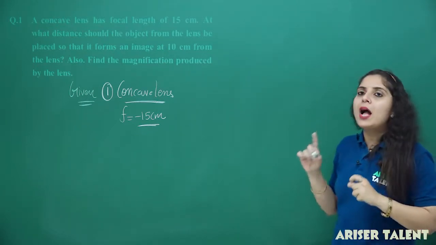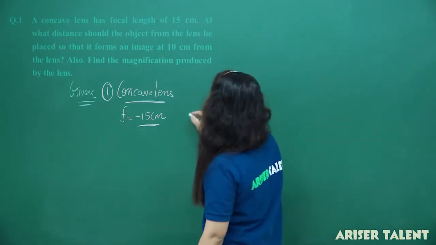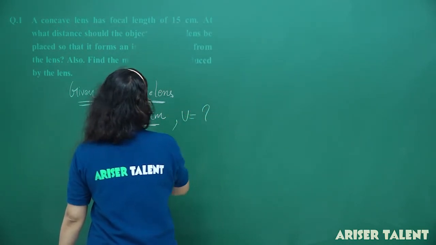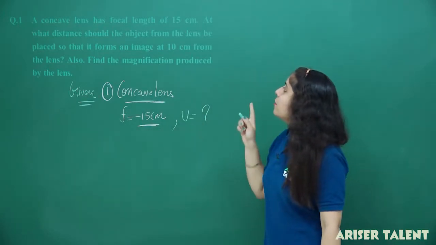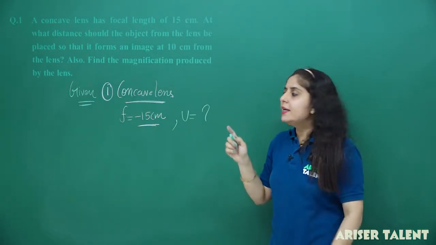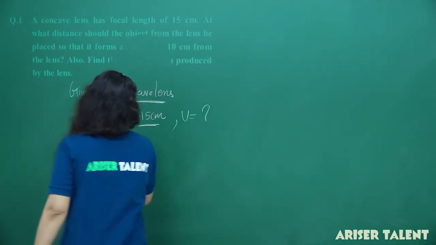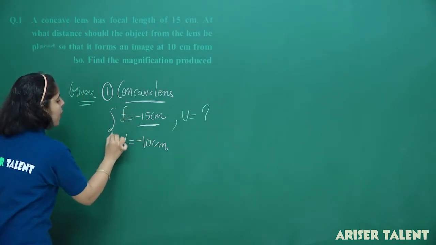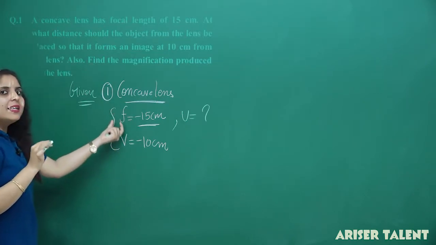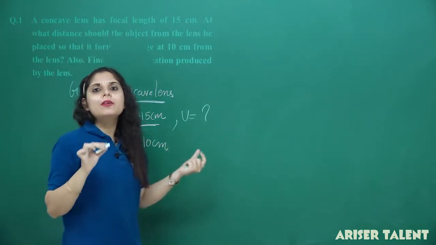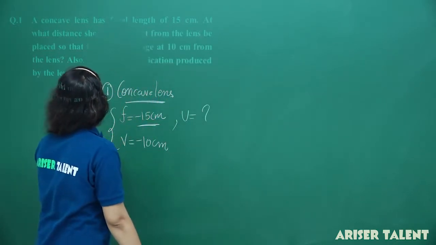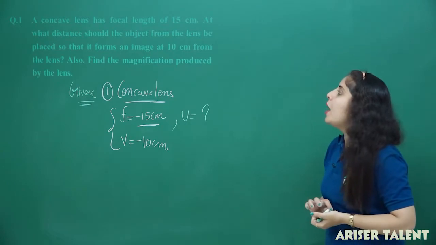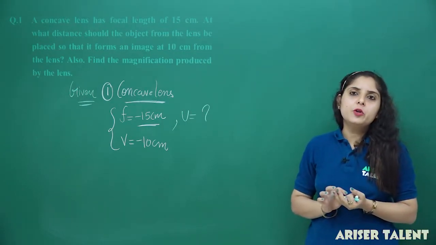It means you have to identify u here. What you have to find out is u. And what is the v given? V given in the question is 10 centimeter. So again, v will be minus 10 centimeter for the concave lens. So these things you have to keep in your mind, what sign convention we are following for solving such types of questions. Now, you have to find out the value of u and also you have to find out the magnification produced by the lens.